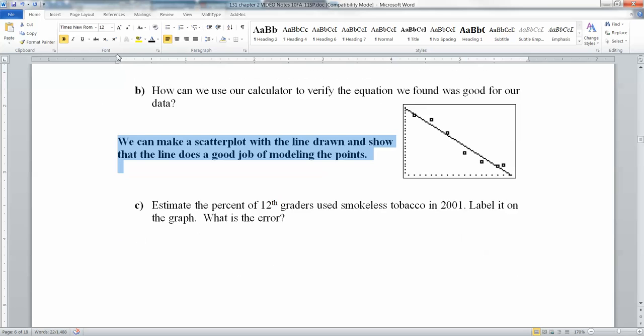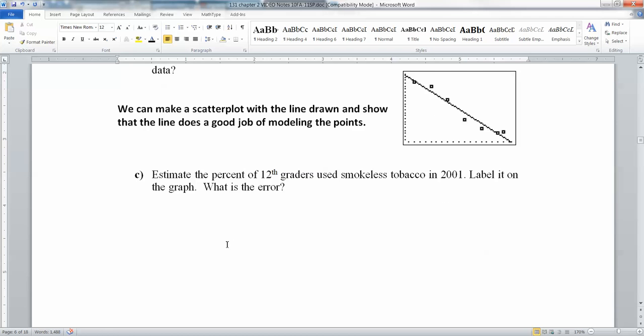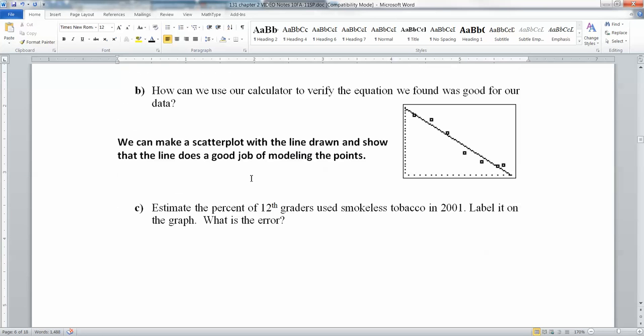All right, next. Estimate the percent of 12th graders who used smokeless tobacco in 2001. Label it on the graph, and what is the error? Tricky. Okay, so this is talking about 2001, so let's think. This is t equals 11, right? Because 2001 take away 1990 is equal to 11. So t is equal to 11. I'm giving you time right there. That's time, years. And then I'm asking for percents.